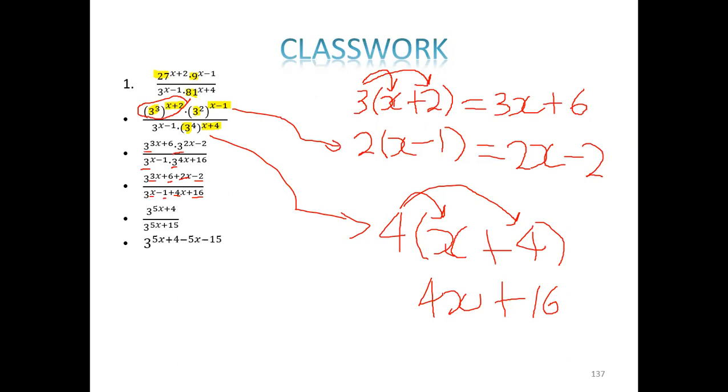5x minus 5x gives us 0, and 4 minus 15 gives us 3 to the exponent of negative 11. Because the exponent is negative, we can write it as 1, and the base and its exponent will go to the denominator. So we'll have 1 divided by 3 to the exponent of 11. 3 to the exponent of 11 will give you 177,147. And that's it. Simplified. Easy, right? Try this one out.